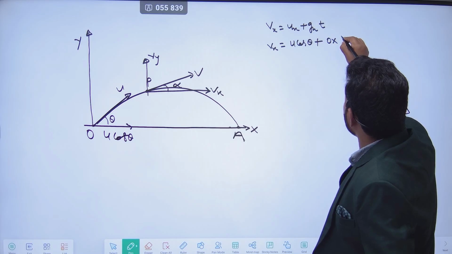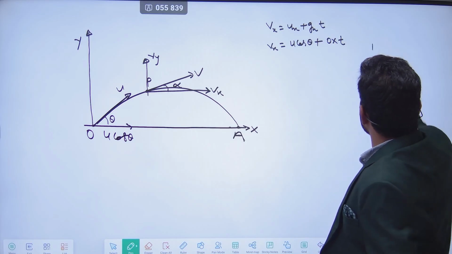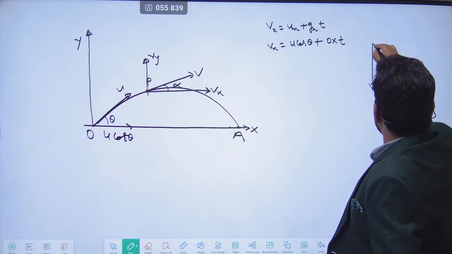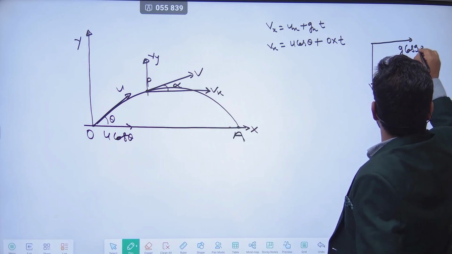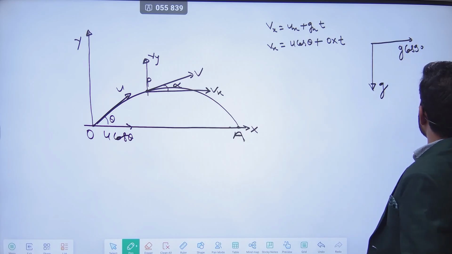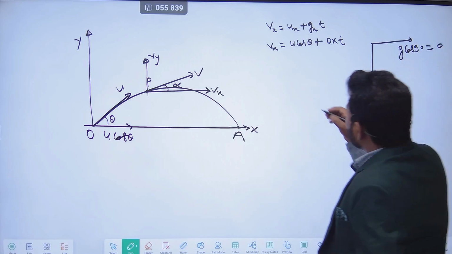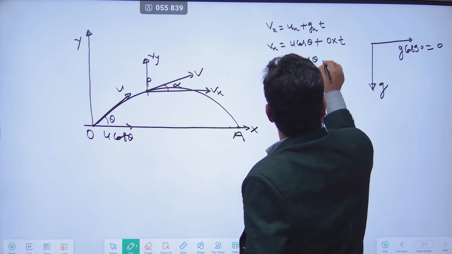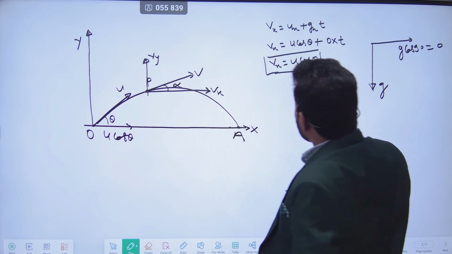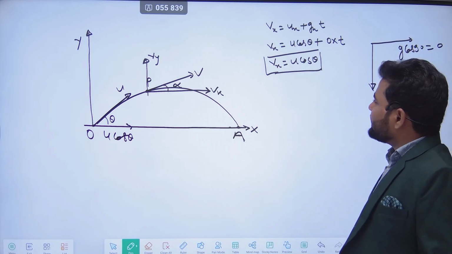We have discussed earlier that this is 0. Why 0? In the vertical direction there is g, and in the horizontal component of g, this is g cos 90, so the horizontal component of g is equal to 0. So you're putting here vx is equal to u cos theta. From here we are getting vx is equal to u cos theta.